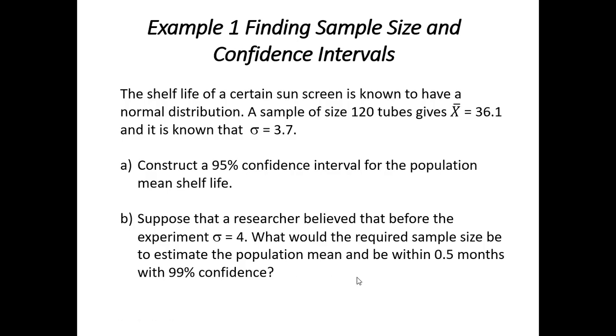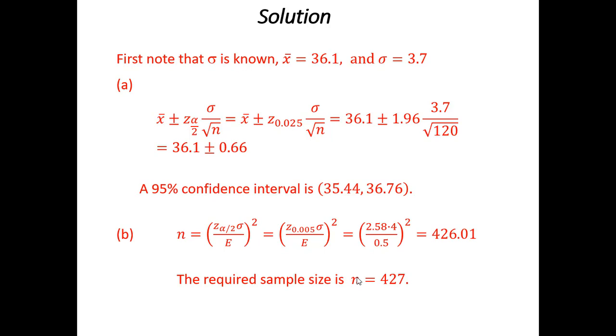Okay, so let's run through how we could solve these. So first thing to note is that the population standard deviation is known. So we want to find a confidence interval for a mean. So that brings us to this formula that we talked about a couple minutes ago. We know the sample mean. Here's the population standard deviation. So we substitute in 36.1 for X bar.